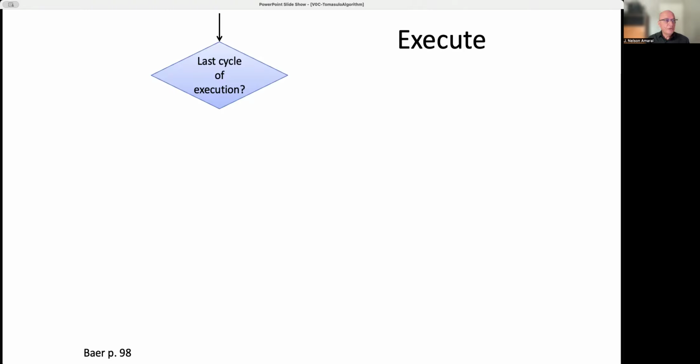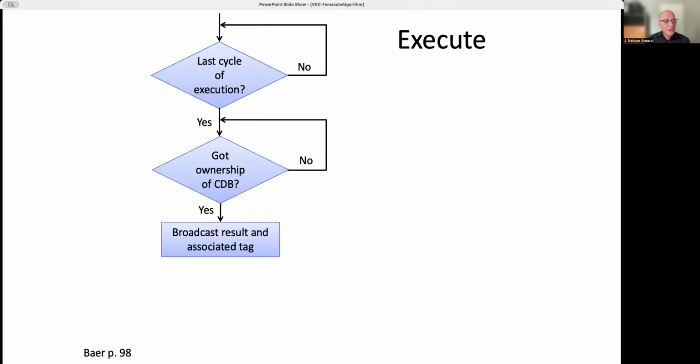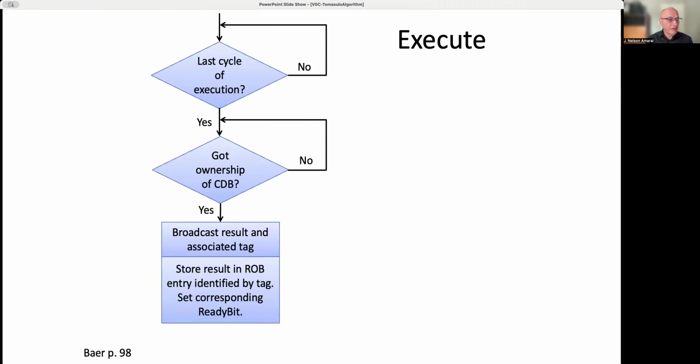Next is the execution stage. The instruction may take multiple cycles to execute in the functional unit. So while it's not the last cycle, I just continue executing the instruction. If it is the last cycle, then I check whether I have ownership of the common data bus. If I don't, I just wait. I repeat my request until I get the ownership. If I have ownership of the common data bus, then I broadcast the result and the associated tag so that it can be captured by the waiting reservation stations and by the reorder buffer.